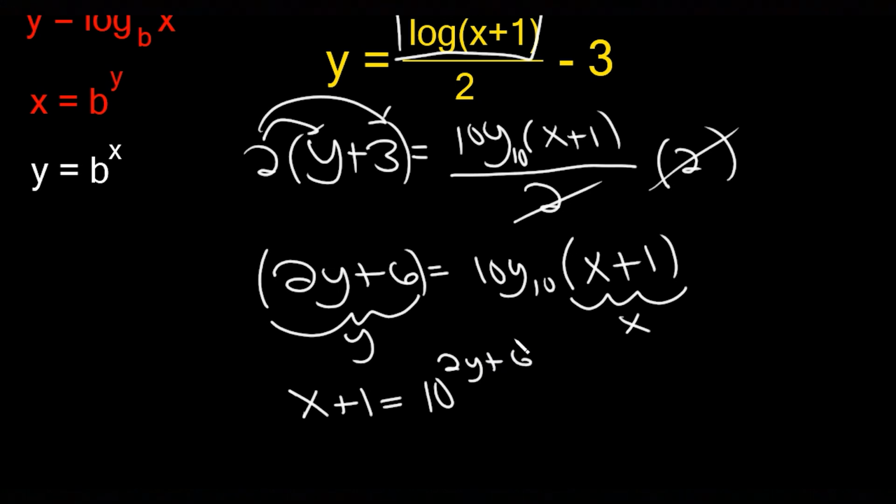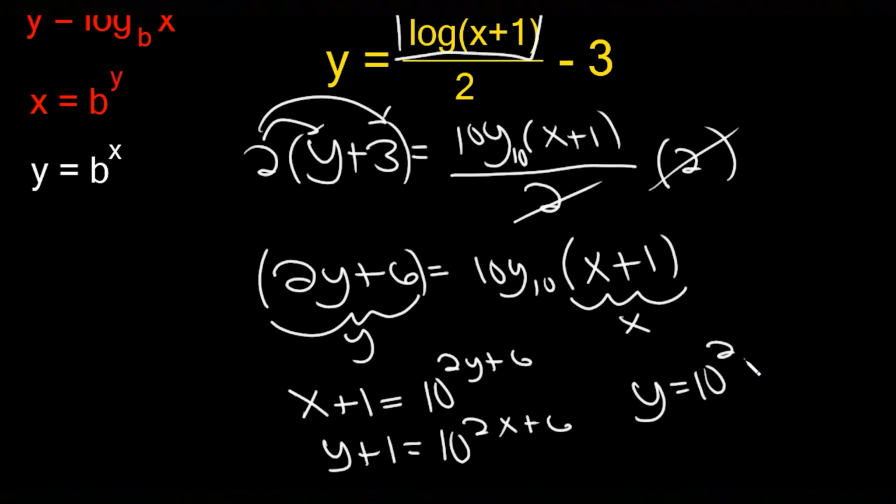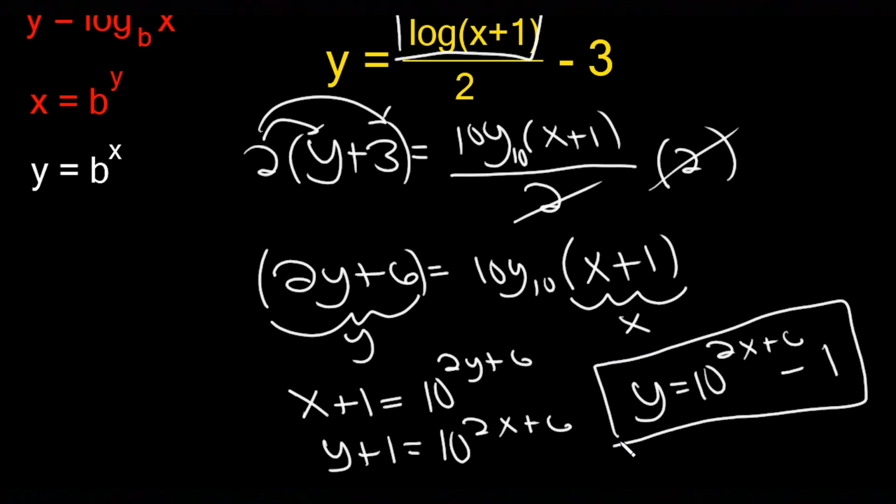And then we have to go ahead and make the switch now. So we're going to go ahead and switch the x and y values. So now I get y plus 1 equal to 10 to the power of 2x plus 6. And then finally, solving for y, you get the following. You get y is equal to 10 to the power of 2x plus 6. And then moving over that positive 1, you get minus 1. Okay, and here we go. That is done. So there's the inverse of that logarithm.